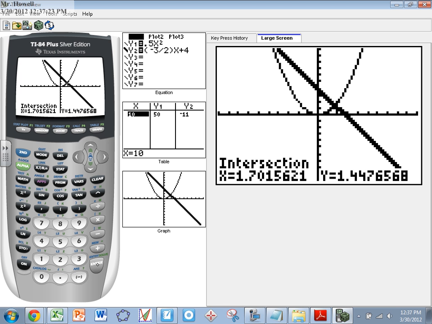Okay, what did I press again? Let's do it one more time. I press second, calculate. I press the number 5 for intersect. On the first curve, I have to move that little dot over until it gets near the intersection. Hit enter. Do it again, hit enter. Then it's going to say guess. You want to guess right there. Hit enter one more time.